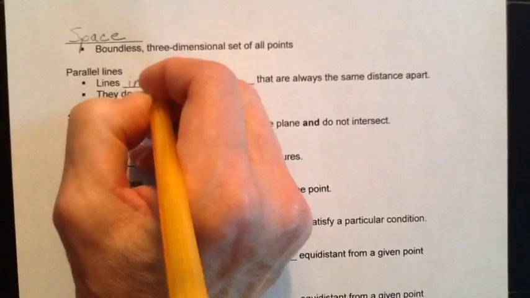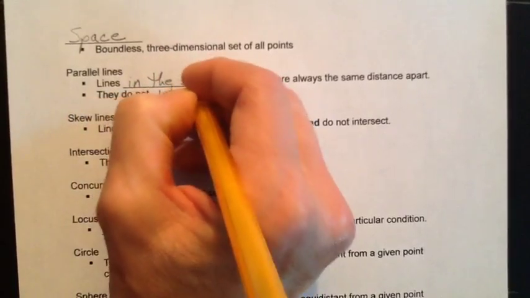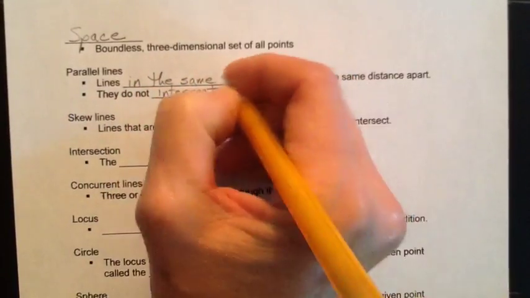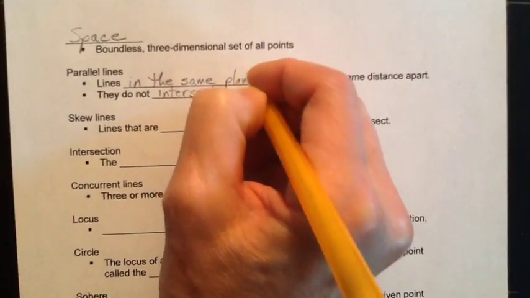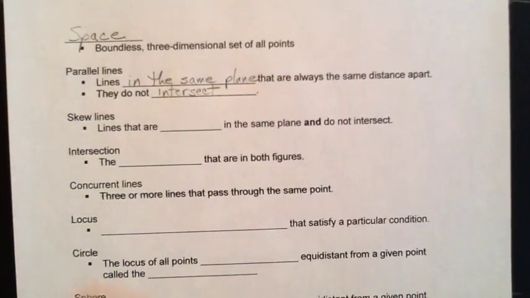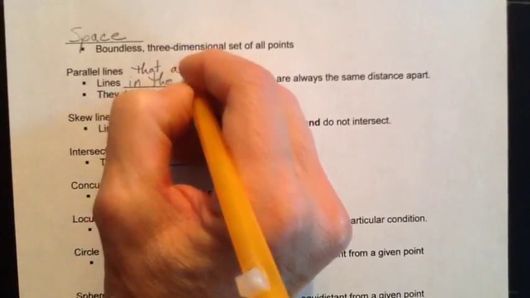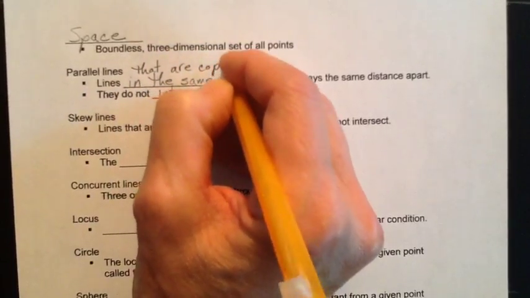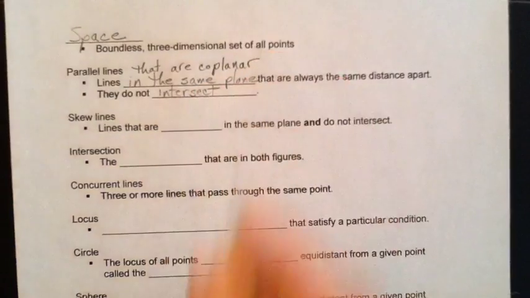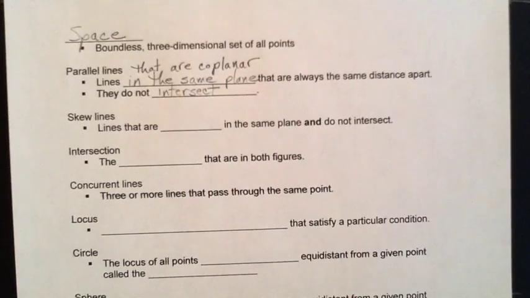In the same plane. Lines that are coplanar. I don't care which way we define it, which way we state it, it means the same thing. So lines that are coplanar, that are always the same distance apart, or lines in the same plane that are always the same distance apart, are parallel lines. They do not intersect.